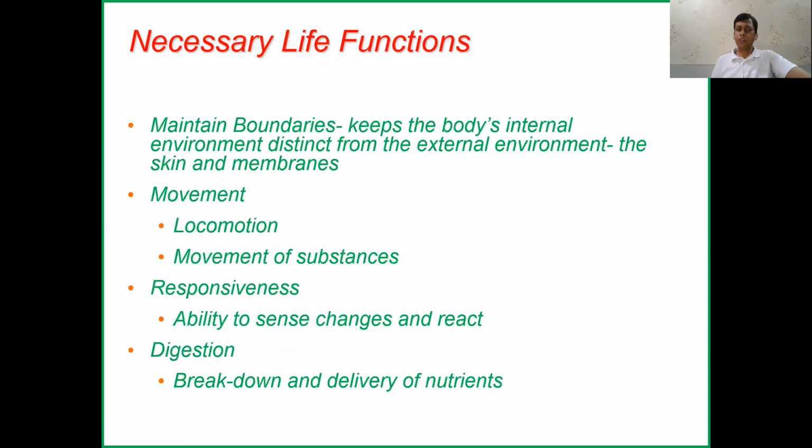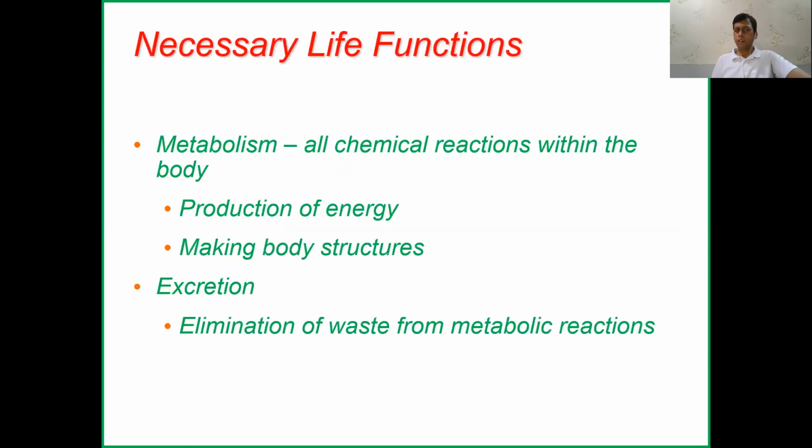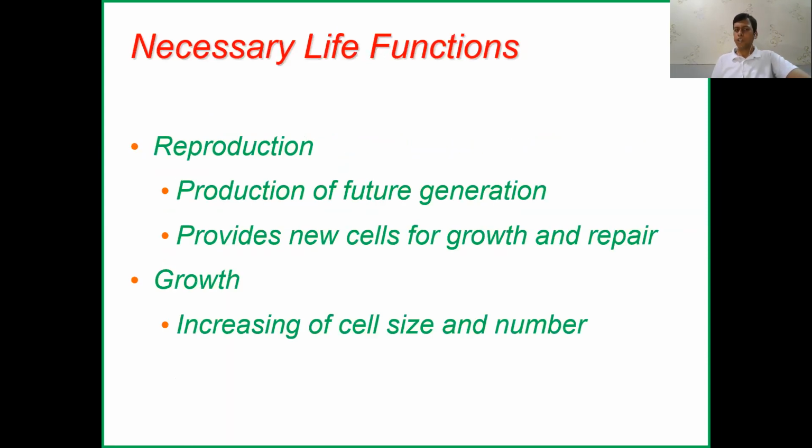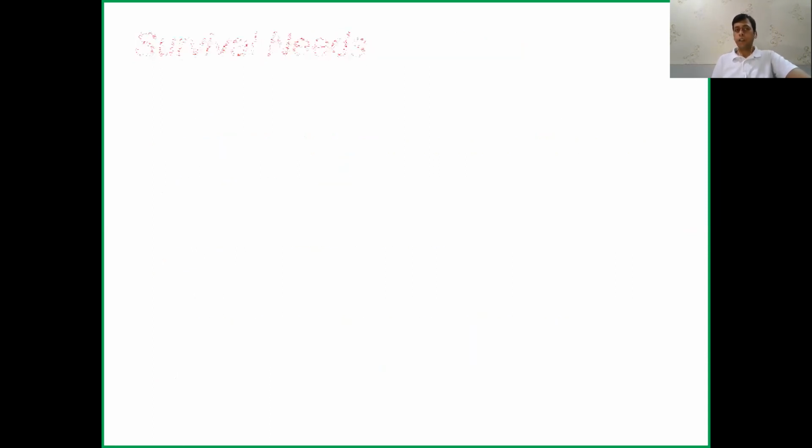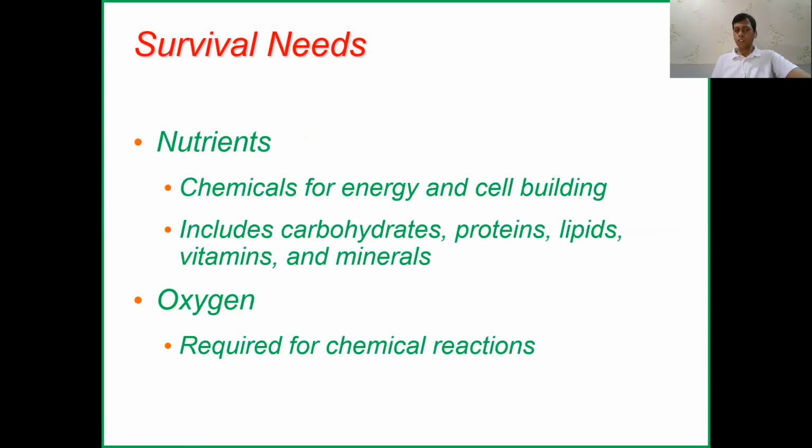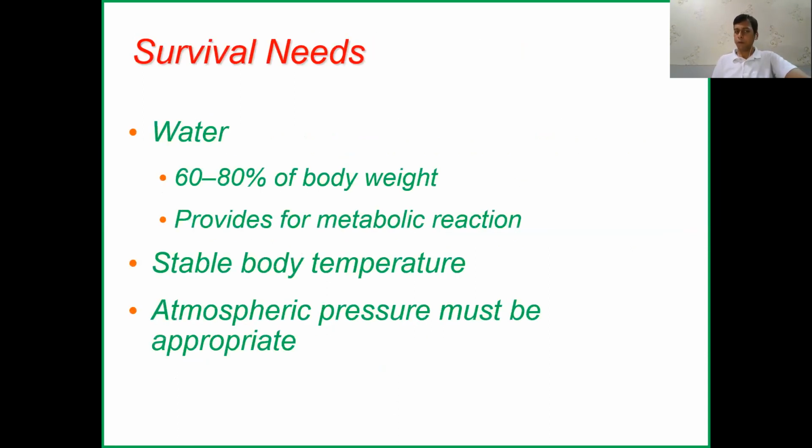And there are necessary life functions. It maintains boundaries, keeps the internal environment distinct from the external environment, and maintains balance, also movement. These are the necessary functions: digestion and metabolism, excretion, and all. Reproduction, growth: each cell must reproduce, and may grow in size and number. And for need, for this body, we need nutrients, food, oxygen, water, stable body temperature, and appropriate atmospheric pressure. These are some things we need to maintain the basic functioning of the cell.